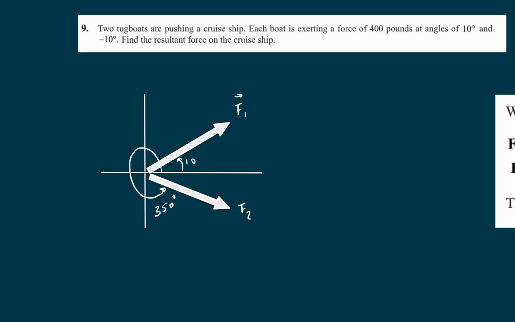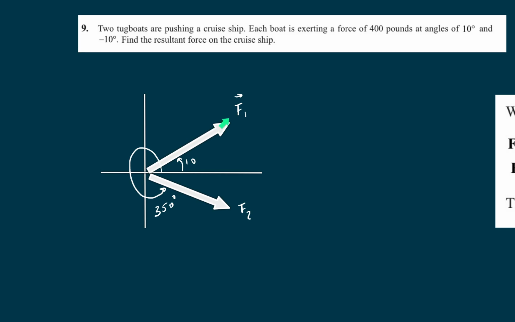This is problem 9, and it says there are two forces acting on an object. This is one force. It exists at the angle 10 degrees counterclockwise from the positive x-axis, and the other one exists at the angle minus 10 degrees. So we will use the angle from the positive x-axis counterclockwise, so the angle will be 350.